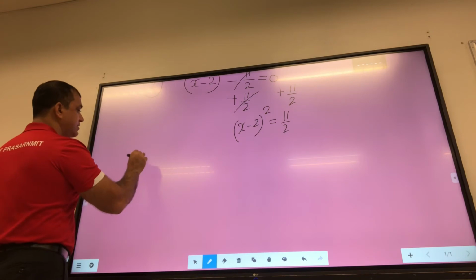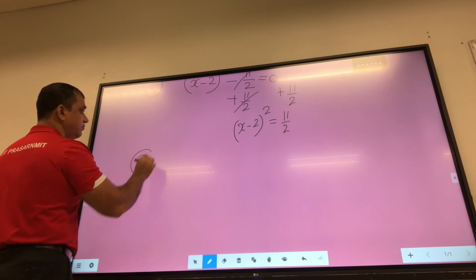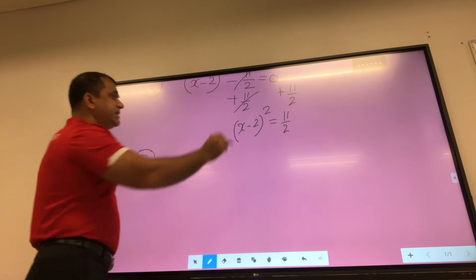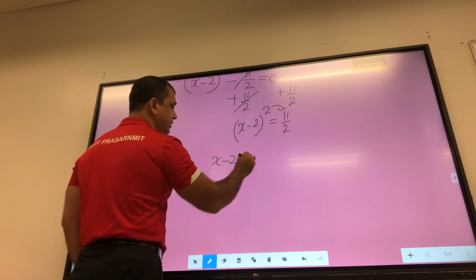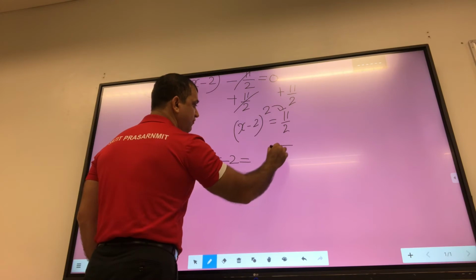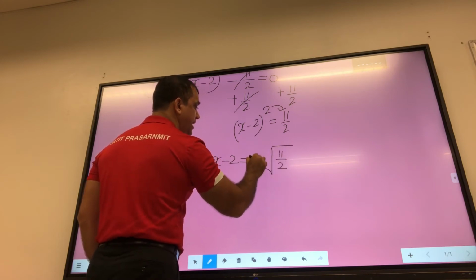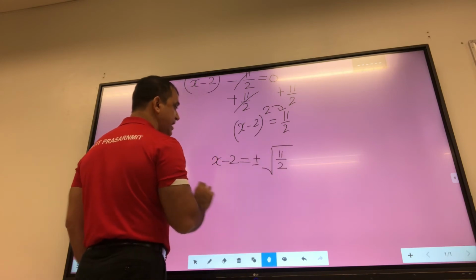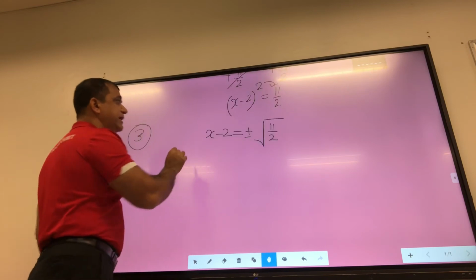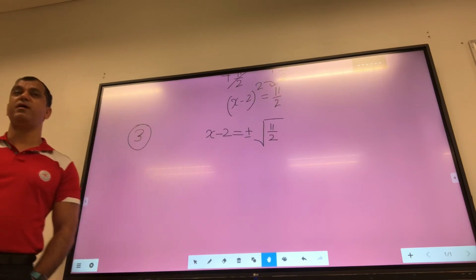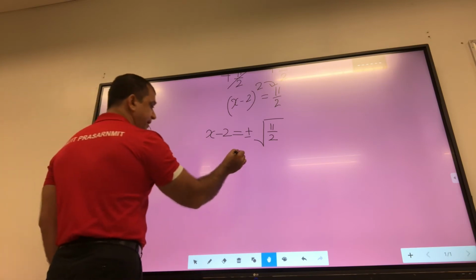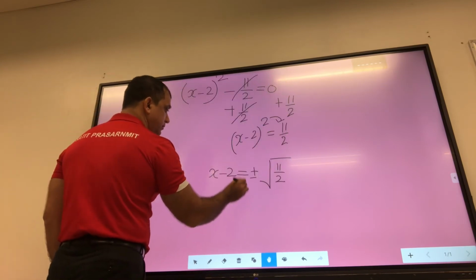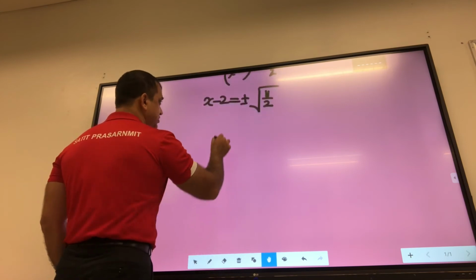The third and final step is to give the answer. What is that? Changing this square to a square root, we get x minus 2 is equal to plus and minus the square root of 11 by 2. You should write plus and minus. Whenever we change square to square root, we get two numbers, one positive, one negative. The next step is quite easy. Just make a partition.